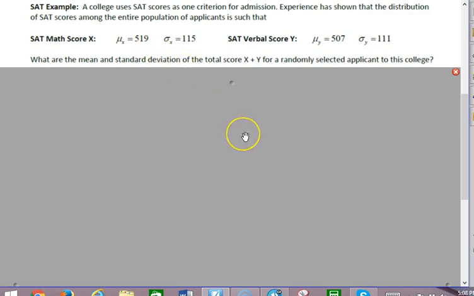There are two special cases that I want to talk about now when we're dealing with combining random variables. Here's the first one. A college uses SAT scores as one criterion for admission. Experience has shown that the distribution of SAT scores among the entire population of applicants is such that the SAT math score X has a mean of 519 and a standard deviation of 115, and the SAT verbal score Y has a mean of 507 and a standard deviation of 111. What are the mean and standard deviation of the total score, X plus Y, for a randomly selected applicant to this college?